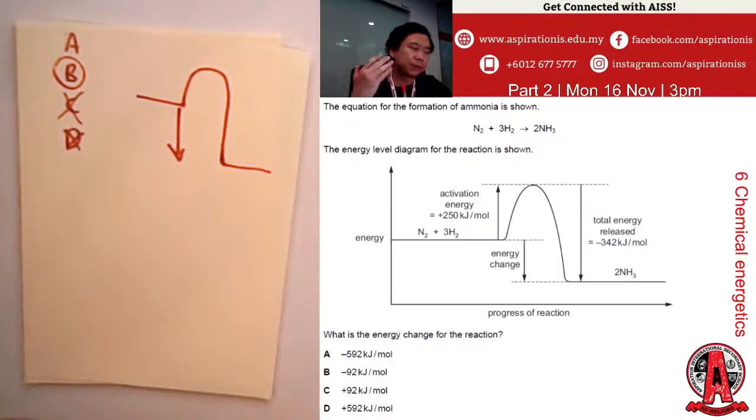So that's how, with some theoretical knowledge, you increase your chance of getting it right. You know it's exothermic, so you choose the negative answer. Your chance of getting it right is 50%, right? Once you have deleted the two answers.